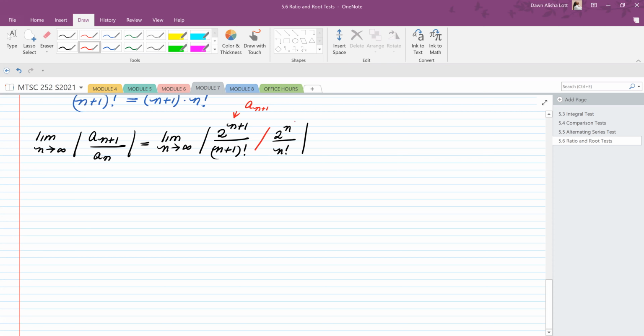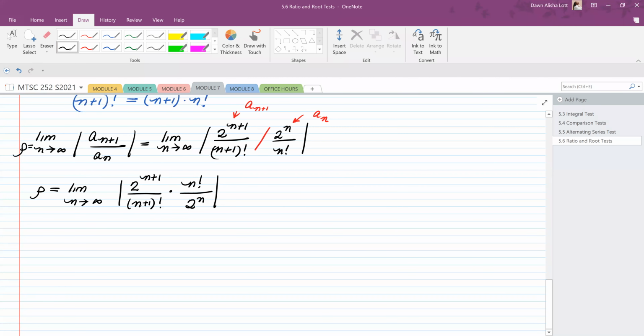And then this piece right here is an. So this now becomes the limit as n approaches infinity, and this thing I said is rho. So therefore rho is the limit as n approaches infinity. Now when you divide by a fraction, you multiply by the reciprocal. So I get the absolute value of 2 to the n plus 1 divided by n plus 1 factorial times n factorial divided by 2 to the n.